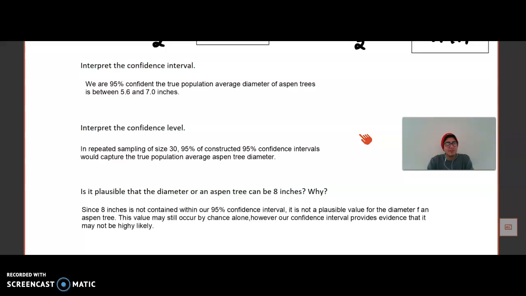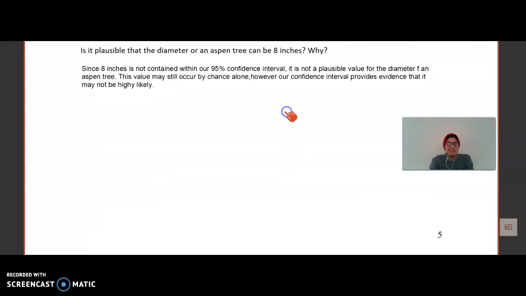Now, based on our confidence interval and our sample mean of 6.3 inches, we might have some evidence that suggests that actually our diameters seem to be a lot less than 8 inches. So while it could happen by chance alone, it's not really as likely.